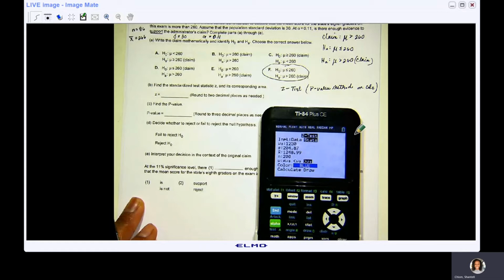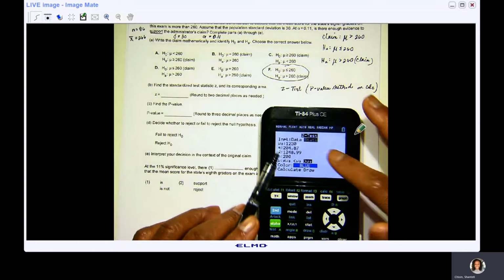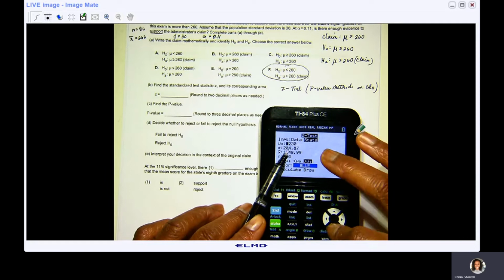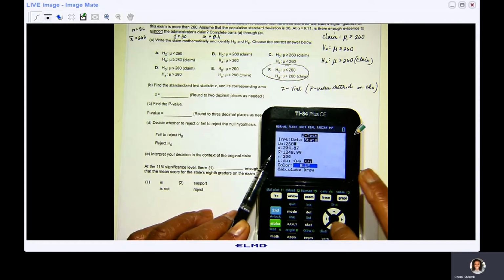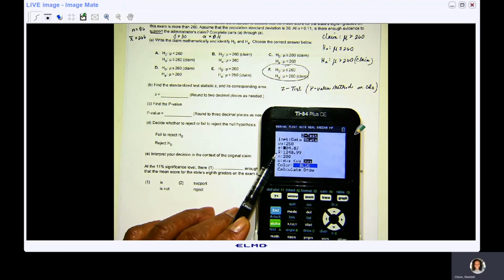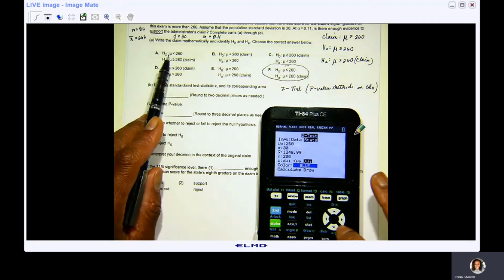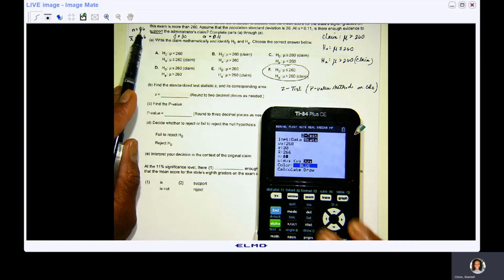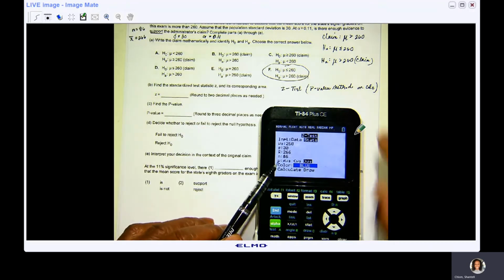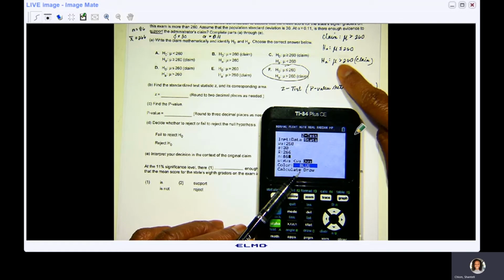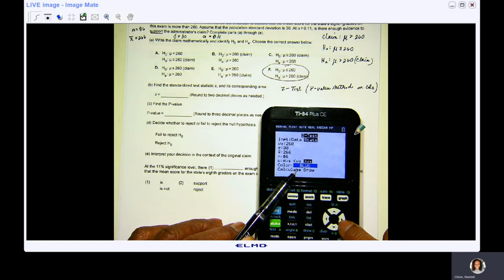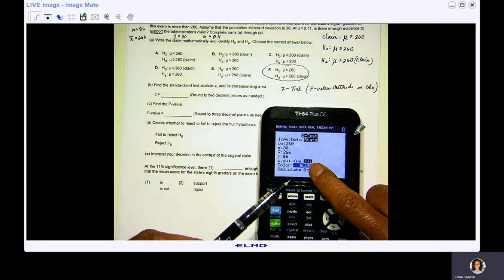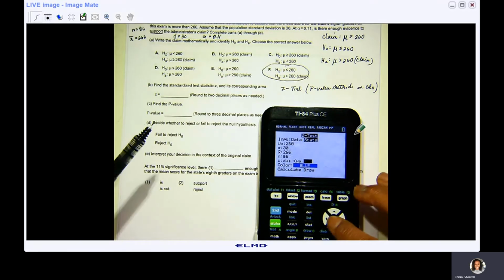So I'm going to select that, and I'm going to put in my stats. My claim value is 260. My standard deviation is 30. My sample mean is 266. My sample size is 86. And then this is a right tail test because the alternative hypothesis has the greater than symbol. So I need to make sure I select the greater than symbol here. I'm telling the calculator what kind of test it is. And then I go down here to calculate, or I can even hit draw.